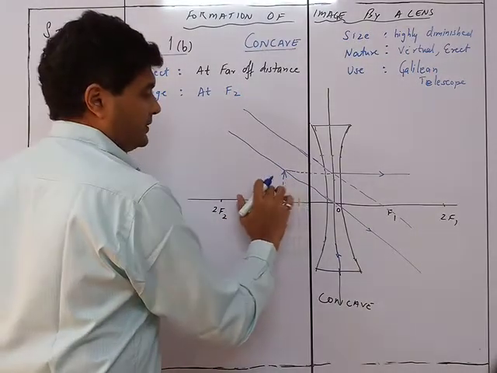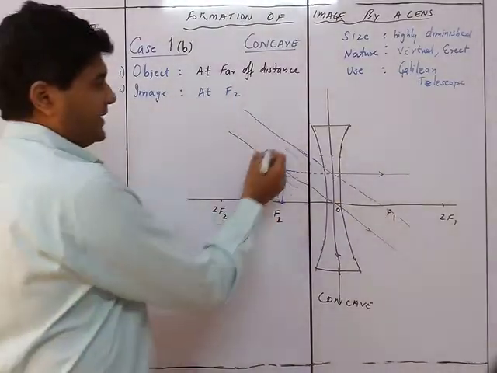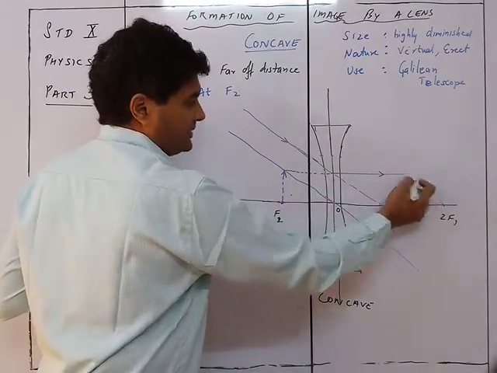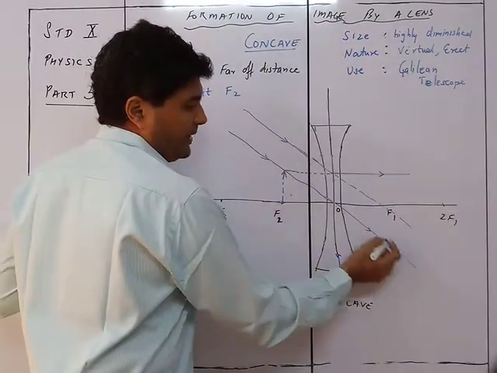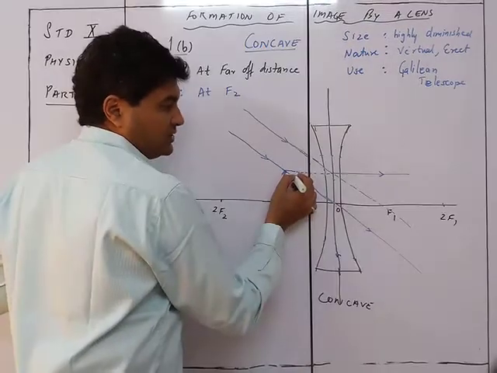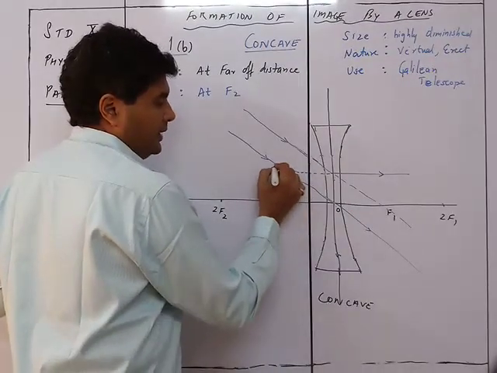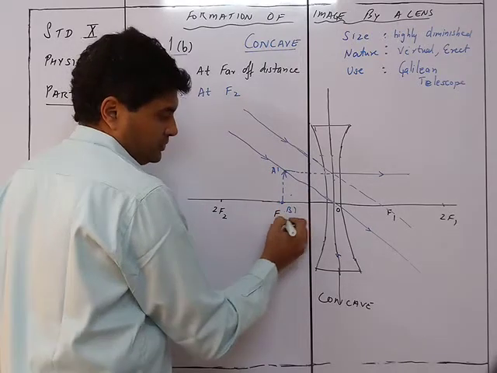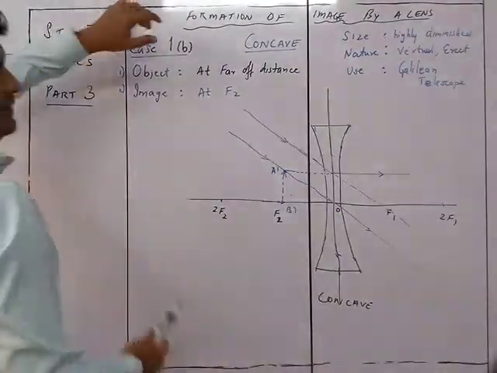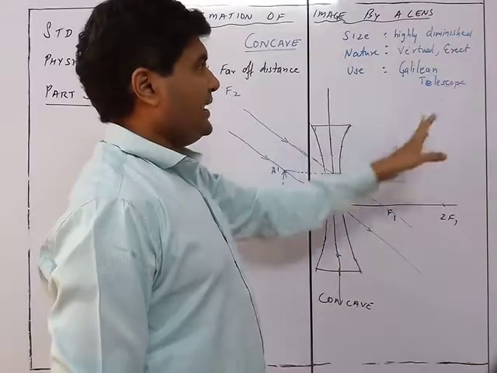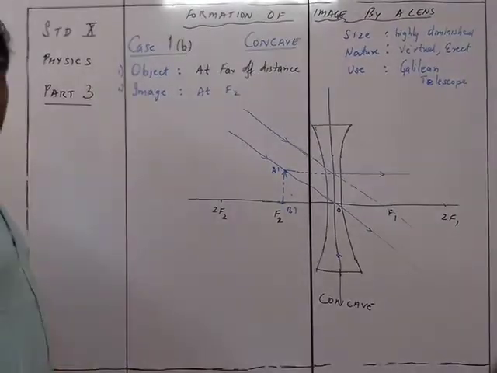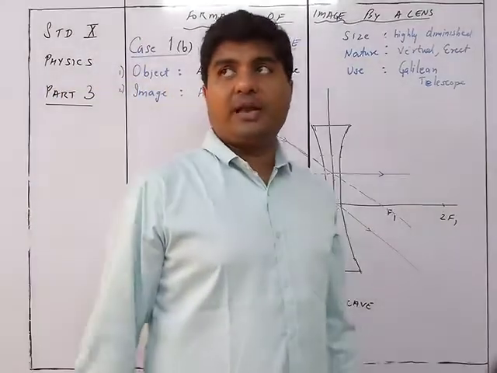So you will find that they are intersecting these lines. So you can see this one was passing through F1, but on refraction became parallel to the principal axis. This one passing through O remained passing through O. Both these seem to intersect at a point over here when I take it backwards, and this is backward. So here is the image, that is A dash B dash, that will be on F2. So image will be at F2. Considering the object was very big, it is highly diminished over here. Virtual, erect, and used for Galilean telescope. So this is for case 1B in case of concave lenses.